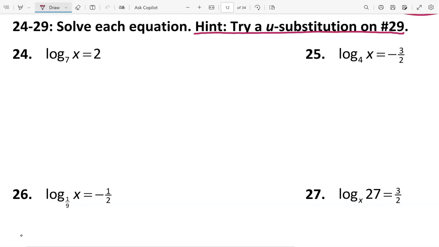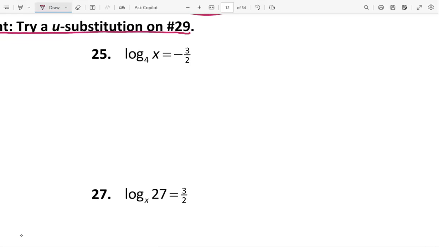So in 24, if I have the log base 7 of x is equal to 2, it will be helpful for us to put this in exponential form. So our base is 7, the logarithm equals the exponent, so the exponent is equal to 2, and that equals x. So we've already solved for x and just simplify that. x is equal to 49. And in number 25, our base is 4, the exponent is negative 3/2, and that must equal x.